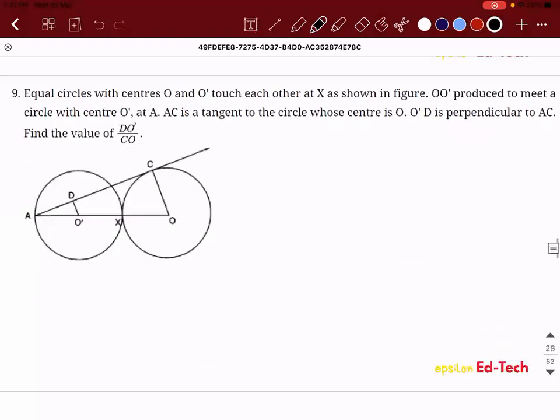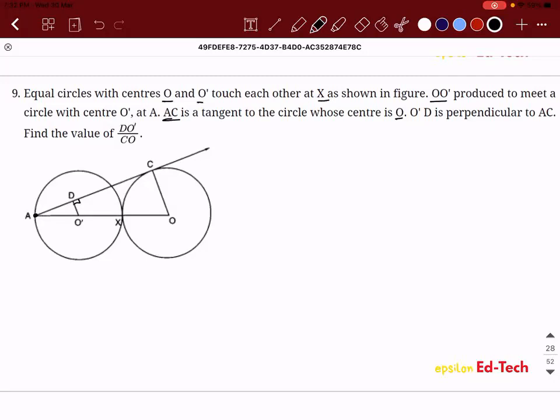So equal circles with the center O and O dash touch each other at X as shown in figure. O dash is produced to meet the circle at point A. AC is the tangent to the circle whose center is O. O dash D is perpendicular to AC. Find the value of DO dash divided by CO. So how to solve this?